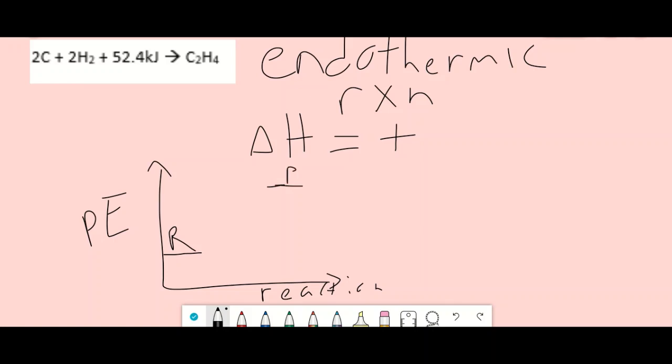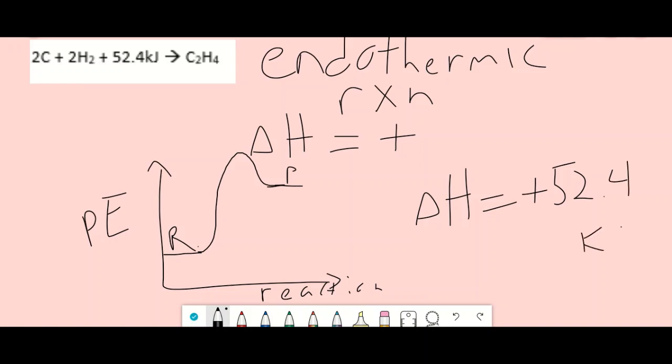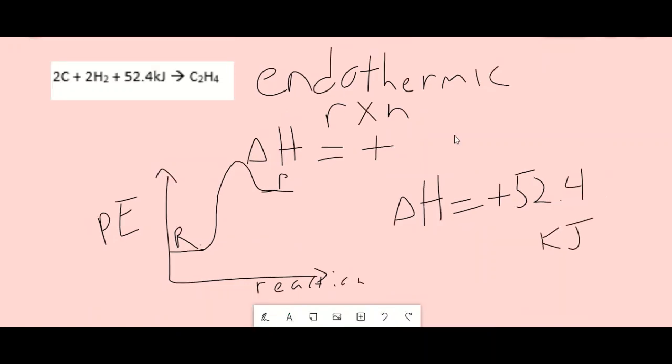Products. So what happens is, remember, you always need an activation energy in endothermic reactions. It just means this goes a little higher than the products, and then comes back, and then the energy stops right there. And so that's how you do these different diagrams, and if you draw the delta H, it's going to be positive 52.4 kilojoules.